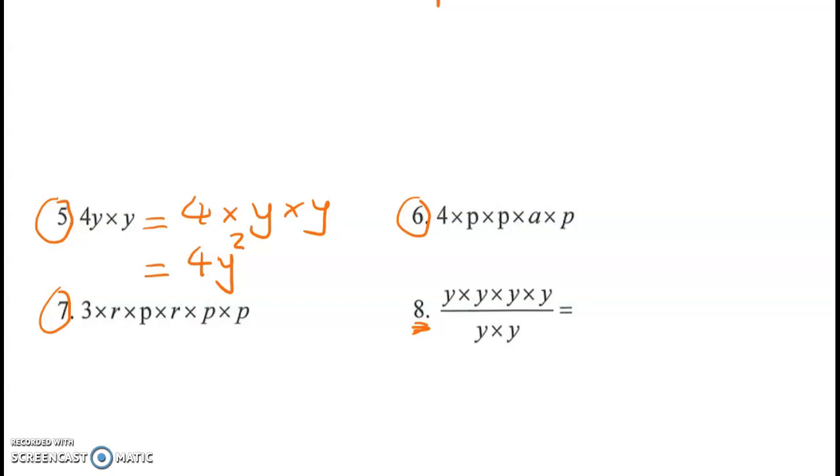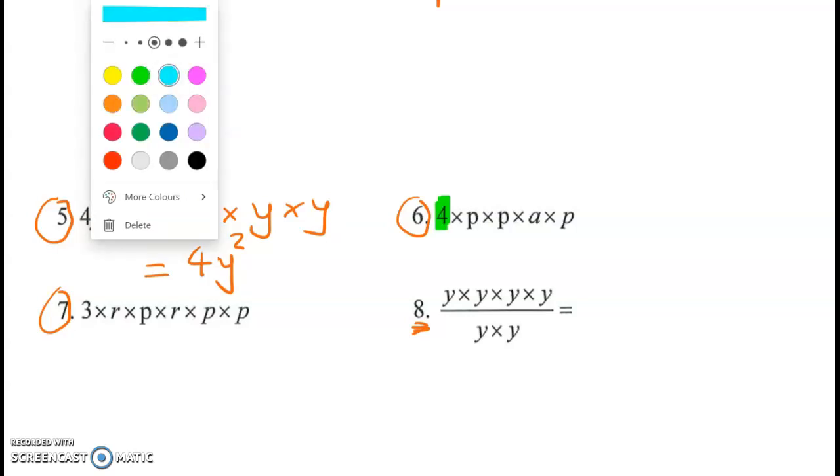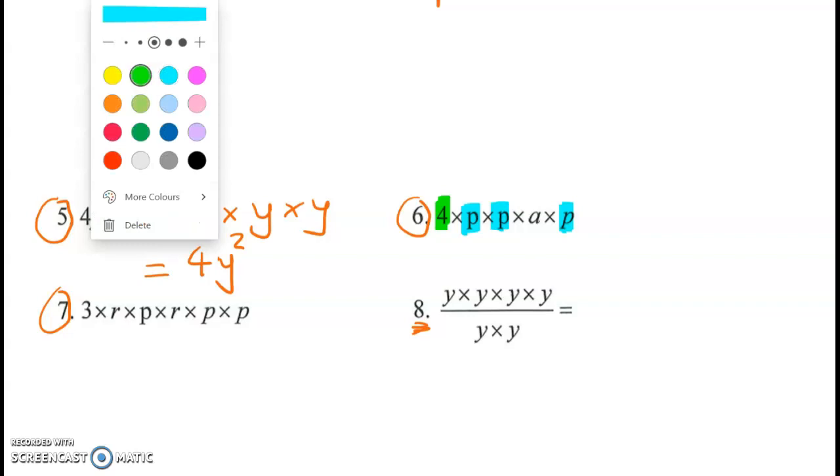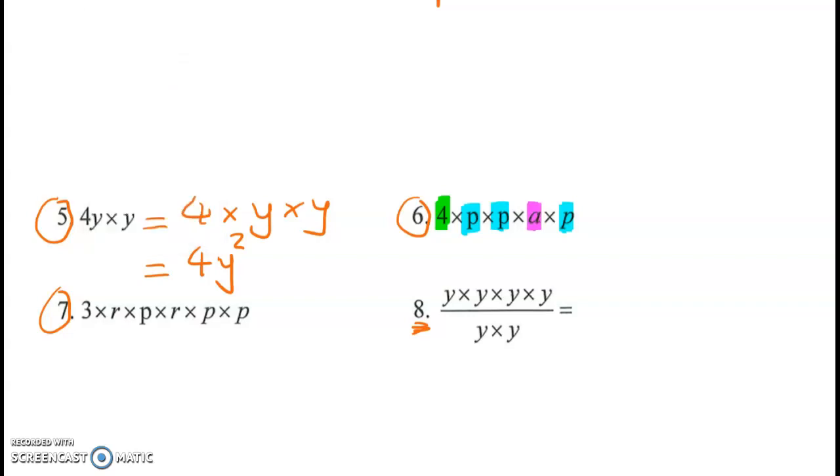In number 6, we've got 4, and then we're timesing by p times p times p. And lastly, we're timesing by a. Right, now, the order we do multiplication in doesn't matter. So when we write this, I'm going to write this the slow way first, right? So this is the same as 4 times a times p times p times p.